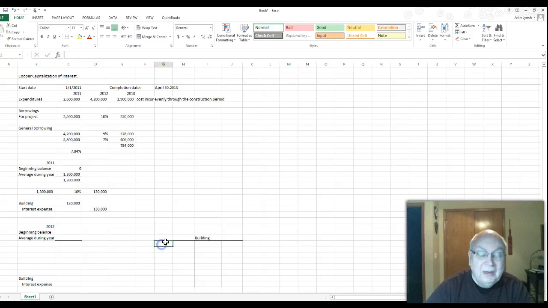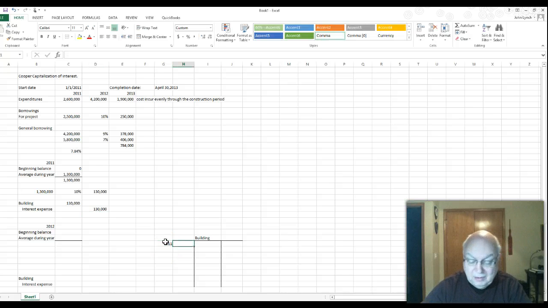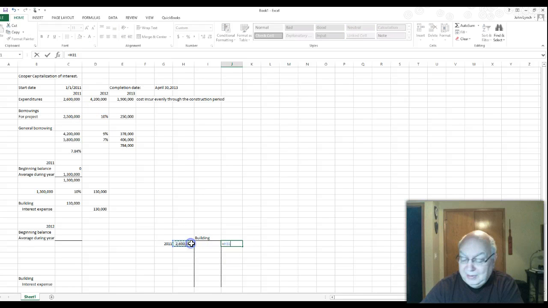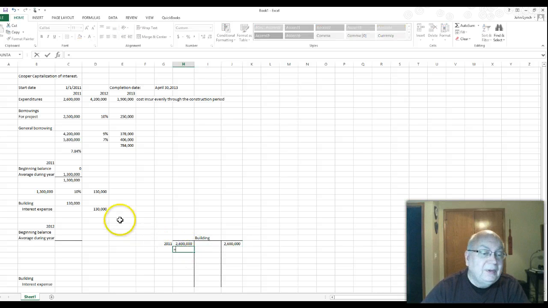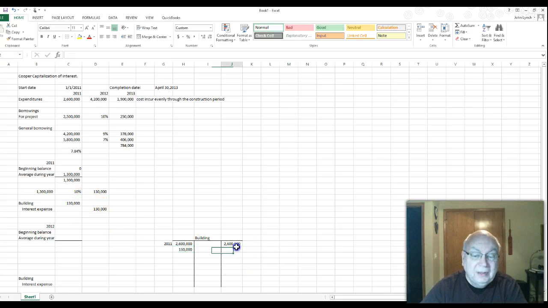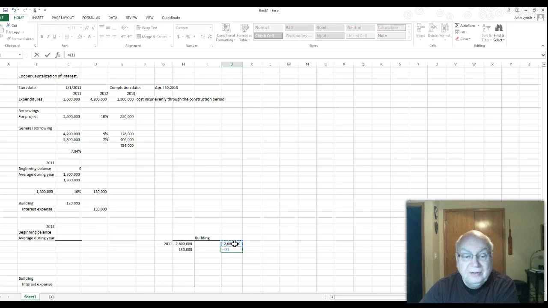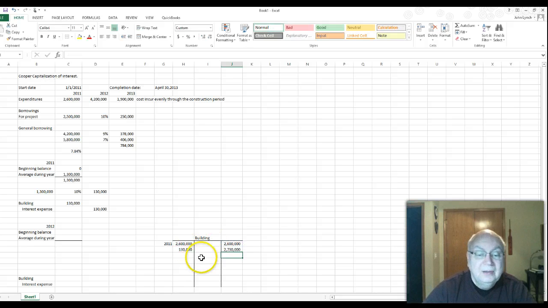Okay, so over here for 2011, the expenditures were 2.6 million for the building fund. We use all of it. And I use a double T account. That's my balance column. And then we also have interest here that we just did for the building. There was 130,000. So this is equal to 2,600,000 plus the 130, or 2,730,000. So for 2012 now, the next year, our beginning balance is 2,730,000.